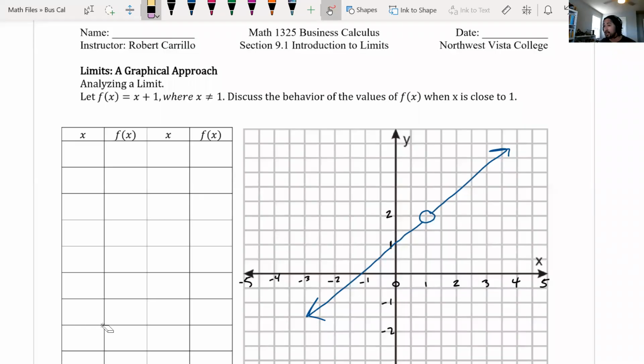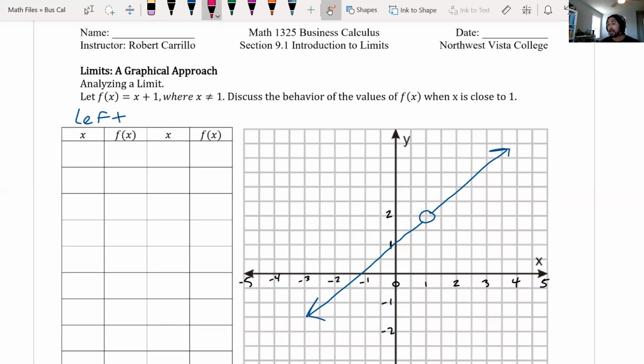Okay, so we're going to analyze this graph and this function by using limits. Whenever we approach limits, there's always a left-hand limit and there's always a right-hand limit. That's why you see the two XY charts here. The first XY chart is going to be for the left-hand limit.